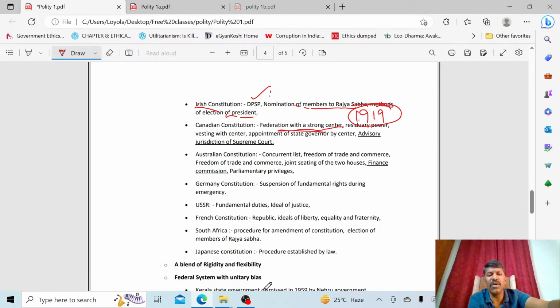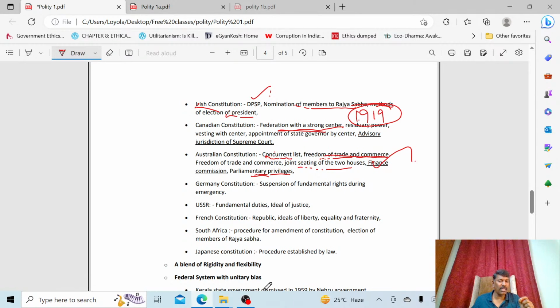And from the Australian constitution, the concurrent list, and generally people say the most important thing is the freedom of interstate trade and commerce. This is another important thing. And the joint sitting of the two houses. And parliamentary privileges in a limited way. And the most important thing, the finance commission. Finance commission is considered by some materials and article sources online and offline to be an Indian innovation. That is totally wrong.